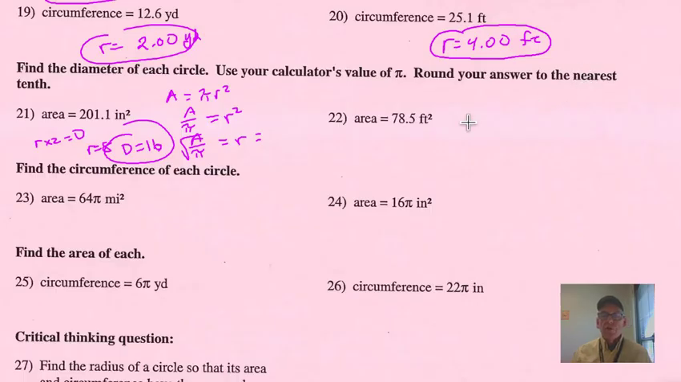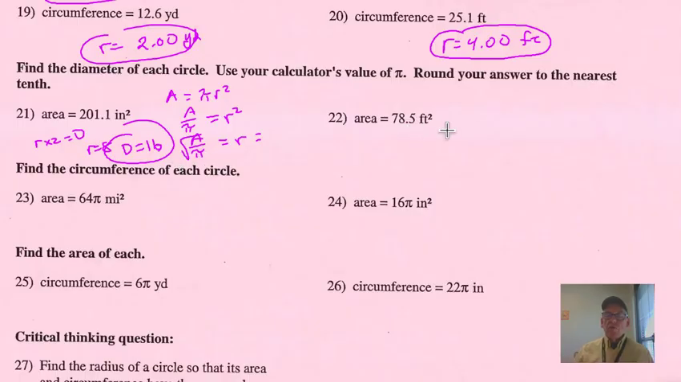For number 21. 22, same idea. Basically, I'm doing the area because I worked this ahead of time. Divide, get r by itself. Divide pi out of both sides. A divided by pi equals r squared. Take the square root of both sides. You got r is equal to the square root of a divided by pi.